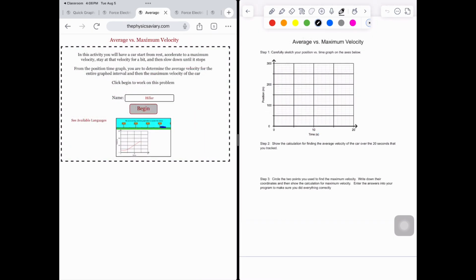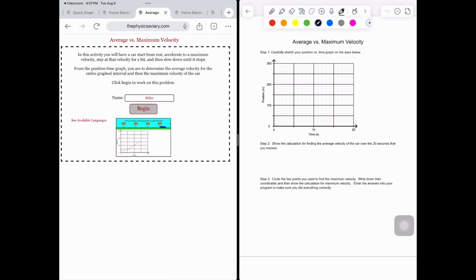Average versus maximum velocity. In this activity, you will have a car start from rest. It will accelerate to a maximum velocity, and it will stay at that velocity for a bit. Then it will begin to slow down to a stop. From the position time graph, you are to determine the average velocity for the entire graphed interval and then the maximum velocity from the car. Put your name in the program, and let's get started.